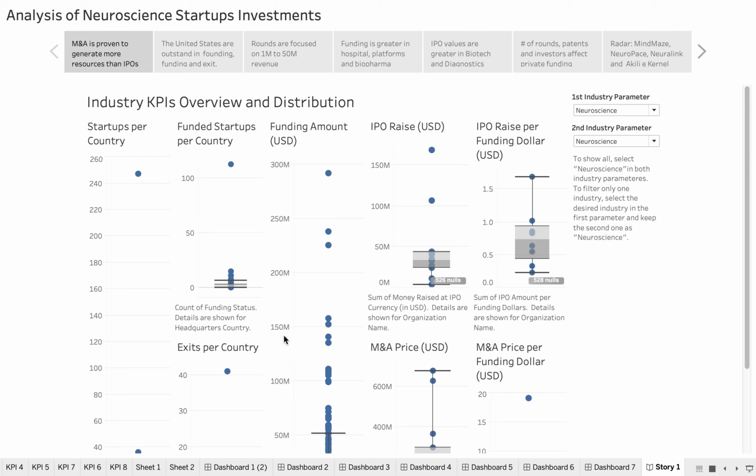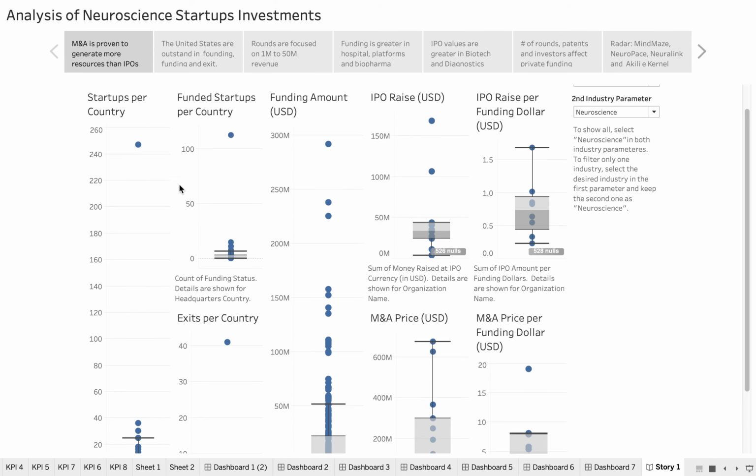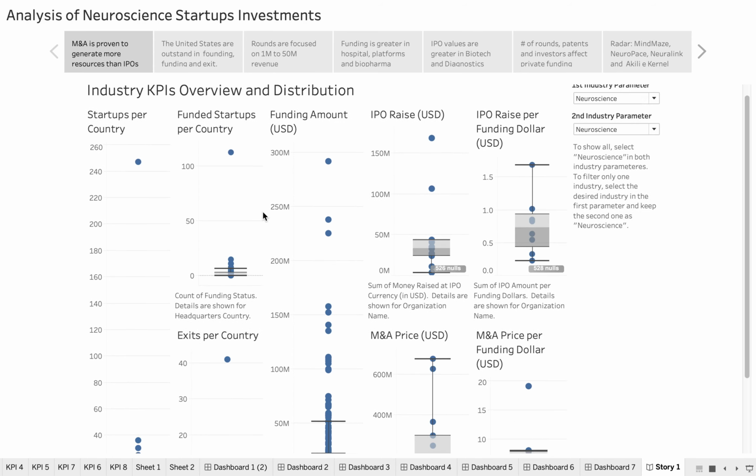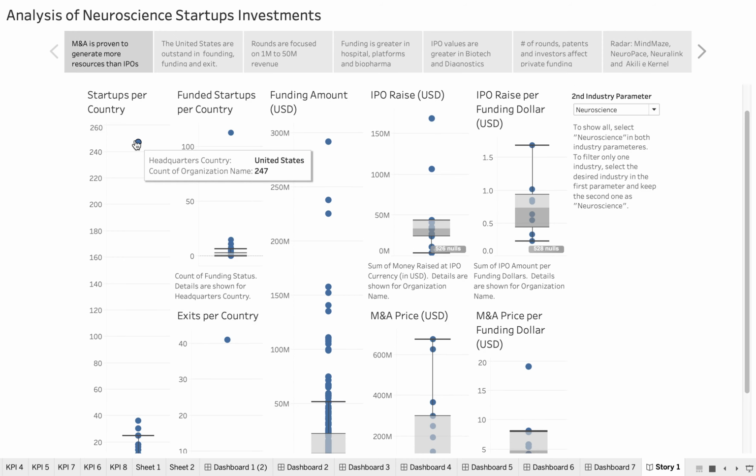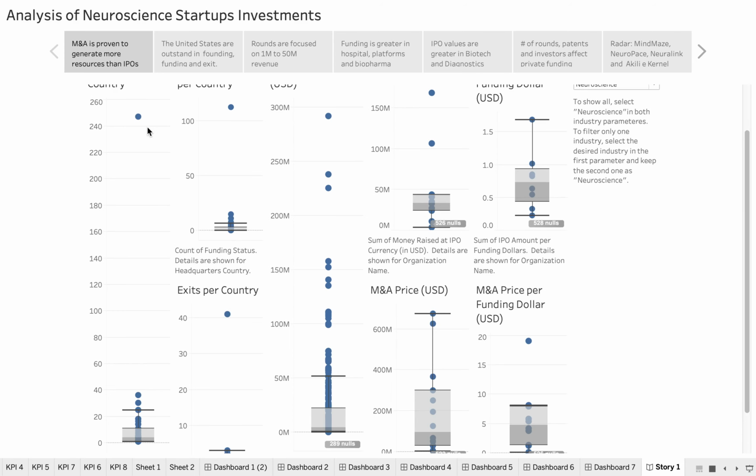So an exit is when a company is acquired, meaning M&A, or goes public on a stock exchange market, such as Nasdaq, for example, in an IPO. So an investor seeing this first page is able to consider that the US is an outlier on number of startups and, of course, in the proportion of funded startups, and finally in the number of exits per country. So the US is a good place to look for the next investment opportunity, but there are also other places.